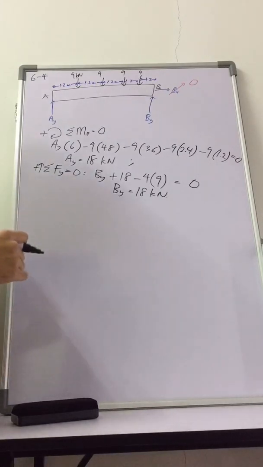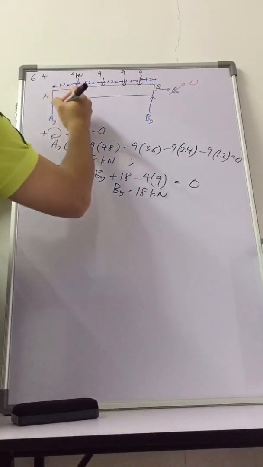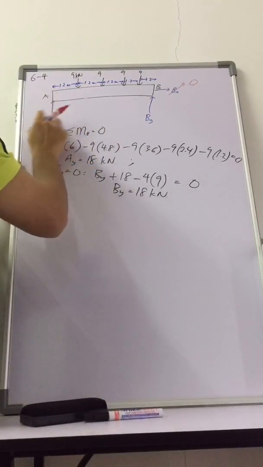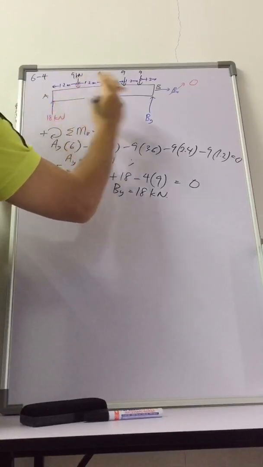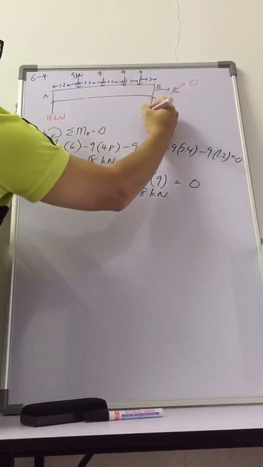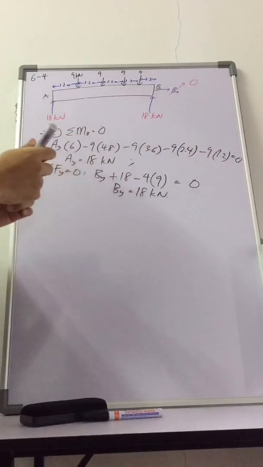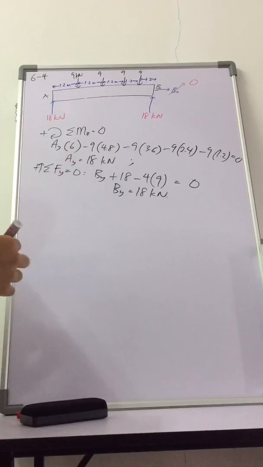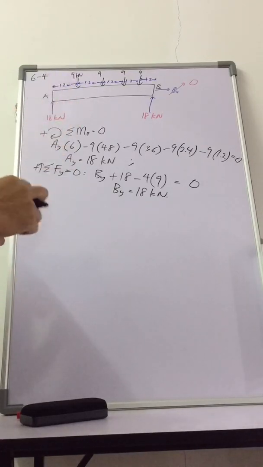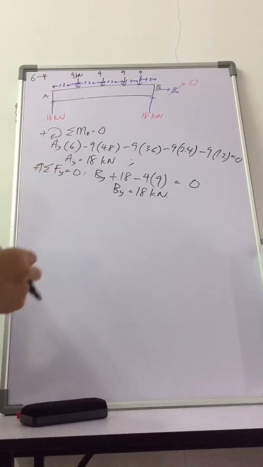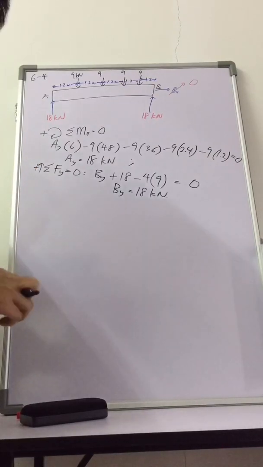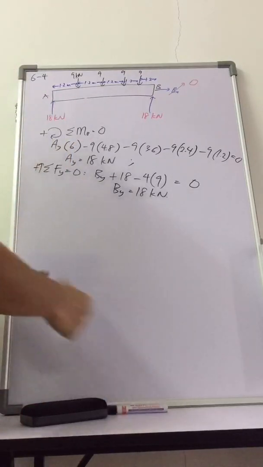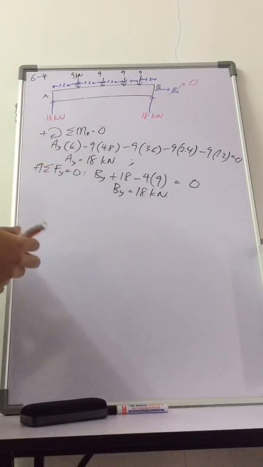Okay, and then after we got Ay to be a certain value, which is 18 kilonewton, and By to be 18 kilonewton. So what we have to find again, we have to draw the shear force and bending moment diagrams, right? So next step, we need to do the cut section method to find the shear force equation and the bending moment equation. How many sections do we need?